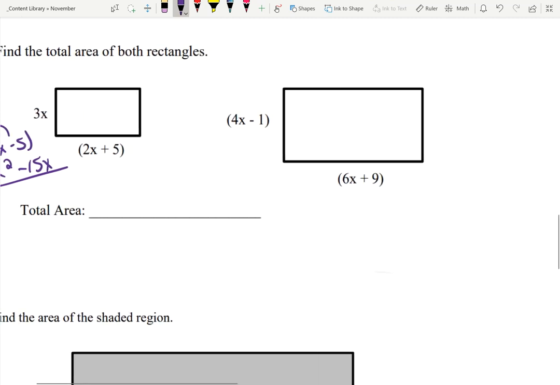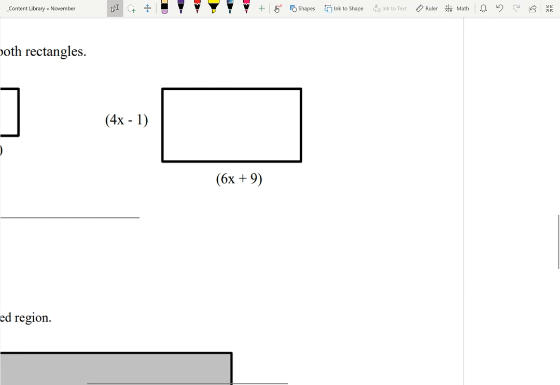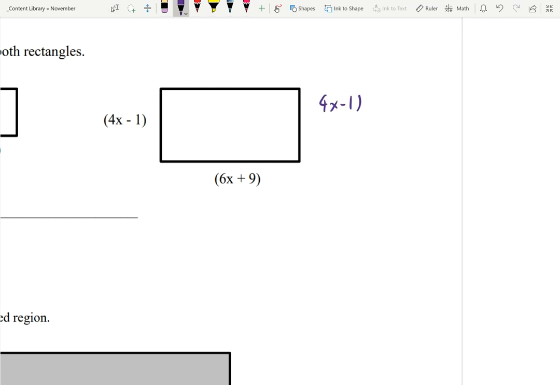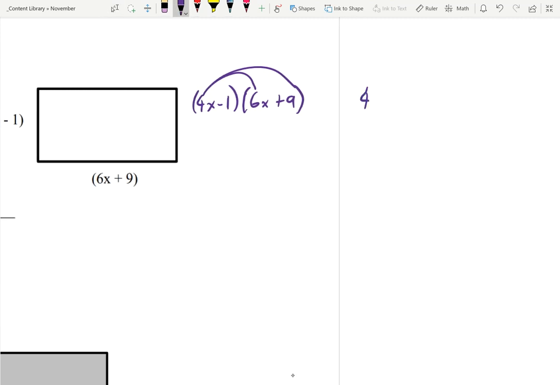Now let's find the area of the second rectangle, which is 4x minus 1 times 6x plus 9. So remember, we have to take both terms here, distribute it to both terms there, right? So the 4x has to get multiplied to the 6x and the 9. If you want to make a table, it would look like this: 4x, negative 1, 6x, and 9.